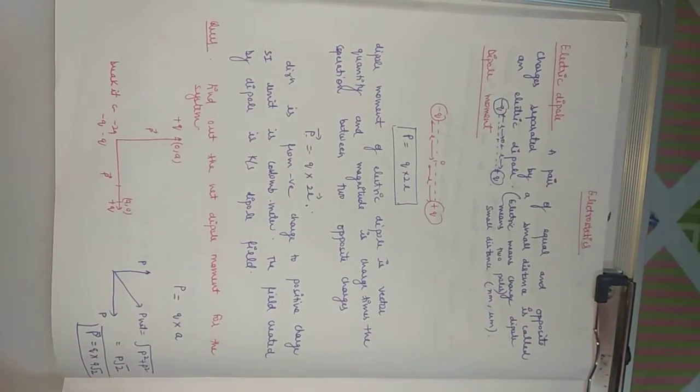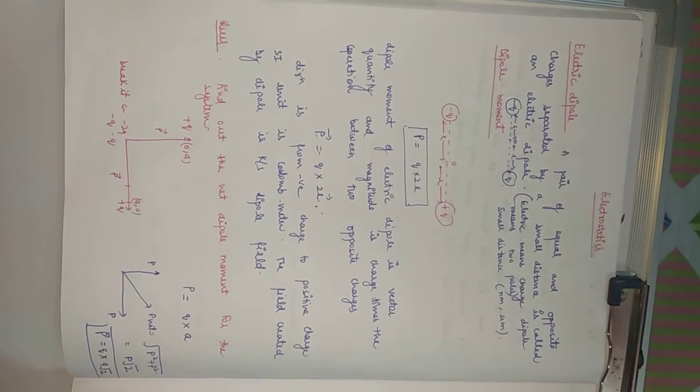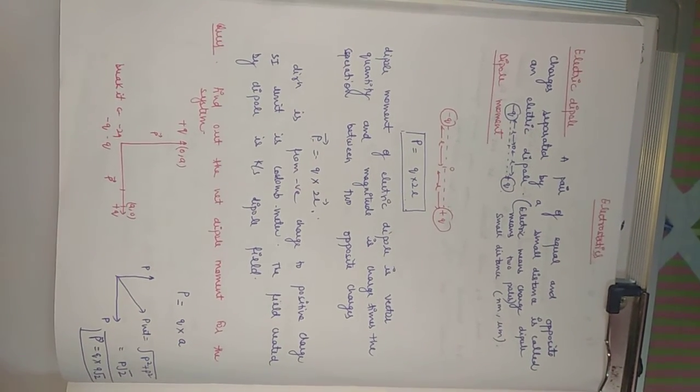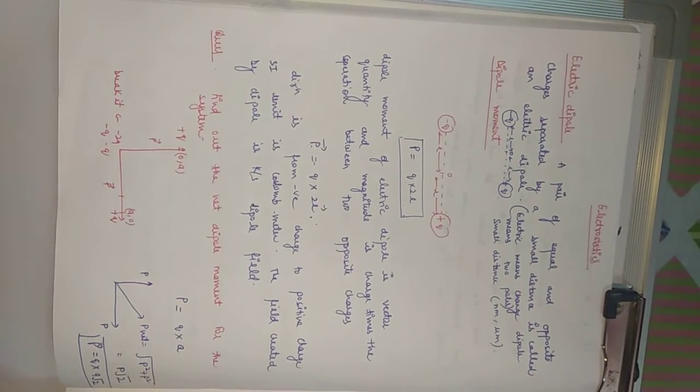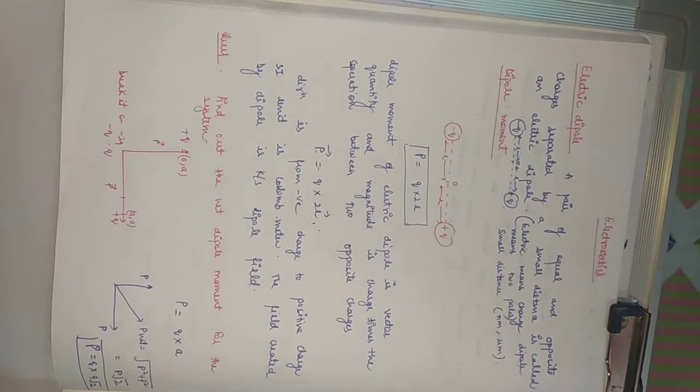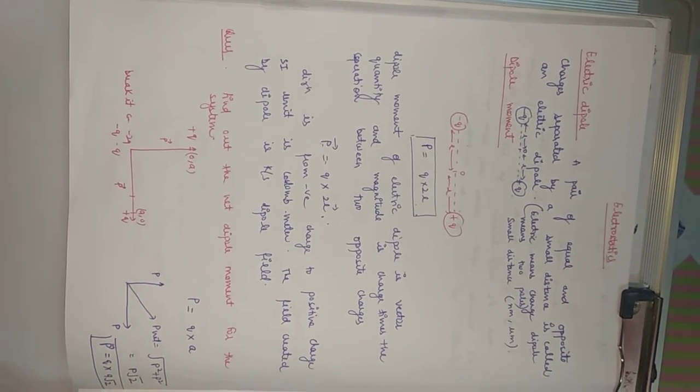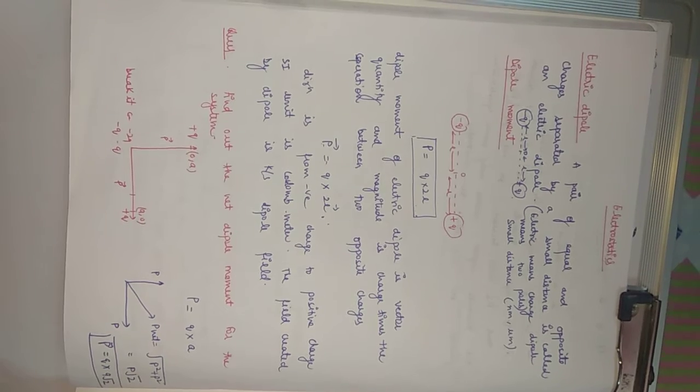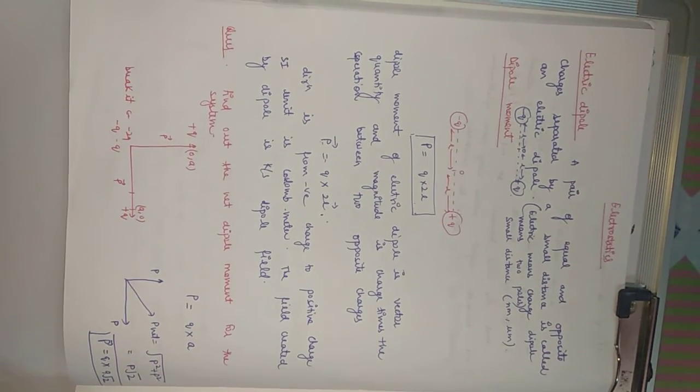Now, what is the SI unit of dipole moment? The SI unit of dipole moment is coulomb meter, as the unit of charge is coulomb and the unit of distance is meter. So, the SI unit of dipole moment is coulomb meter.